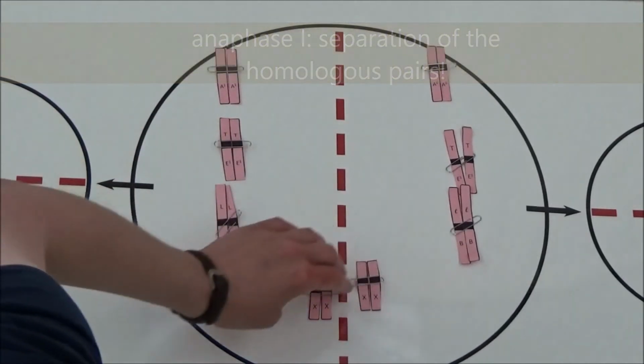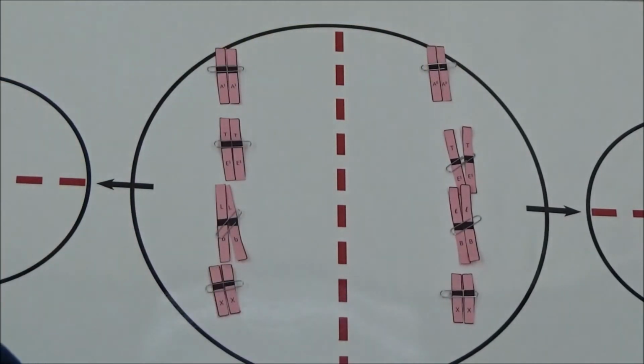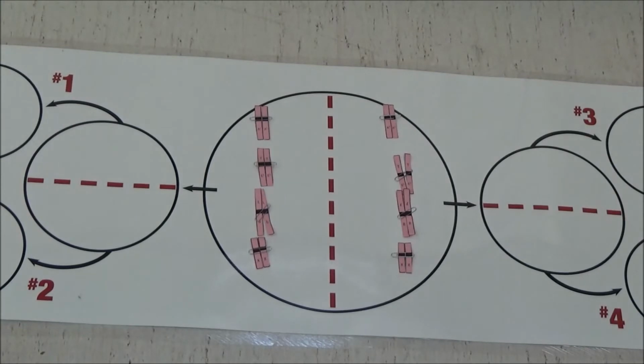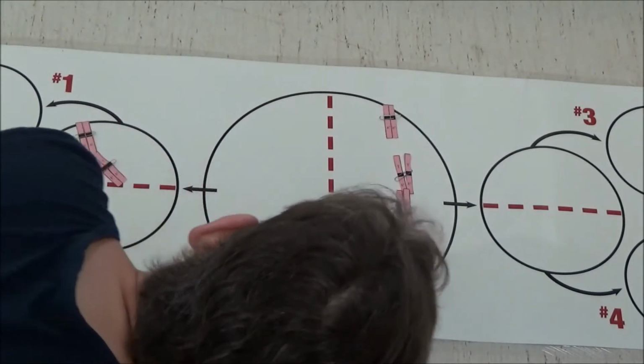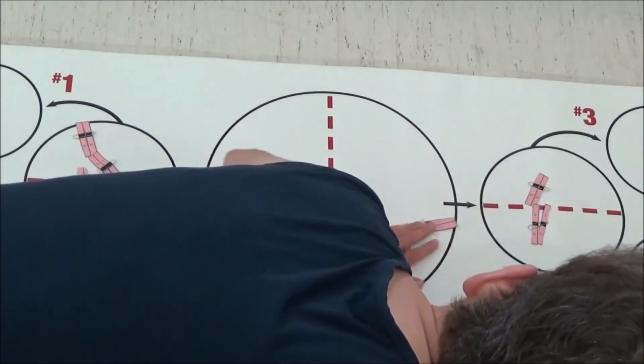So imagine our chromosomes are moving along the spindle, and now we've separated our homologous pairs. Now let's imagine telophase 1 occurs, followed by cytokinesis, and now we have our first cell division in meiosis. And let's put our chromosomes into those initial 2 daughter cells. These 4 chromosomes go here, and these 4 chromosomes go here.